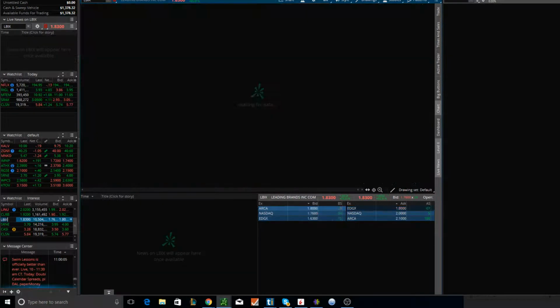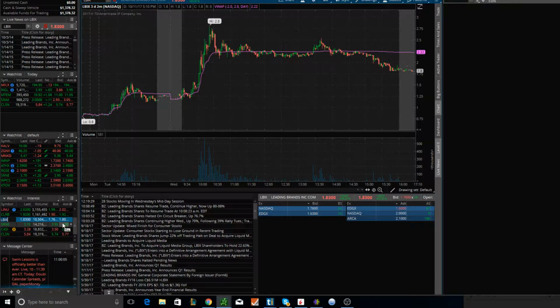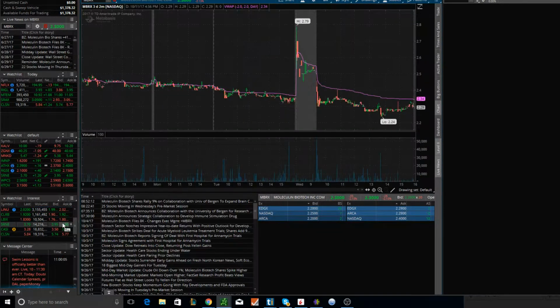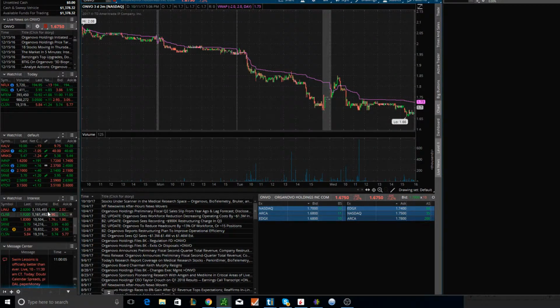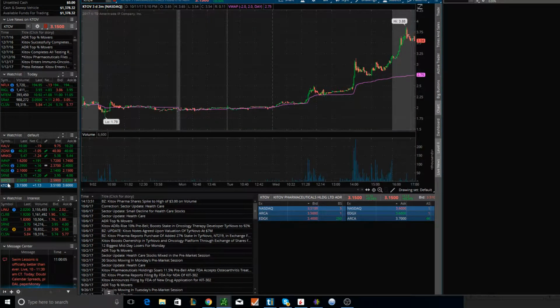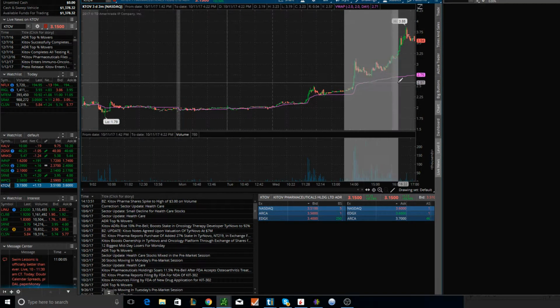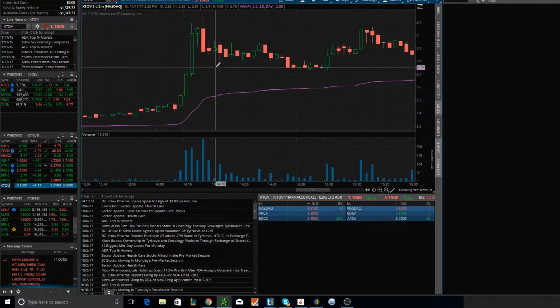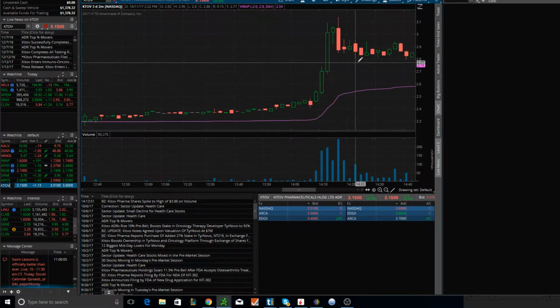So let me see what a good example of today that we have. Let me see. Nothing actually curled back up today, so it's kind of hard to tell you guys what a good ABCD pattern is. Okay, here. I mentioned in chat, okay, so here you see an ABCD pattern.